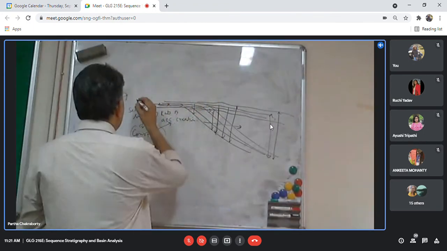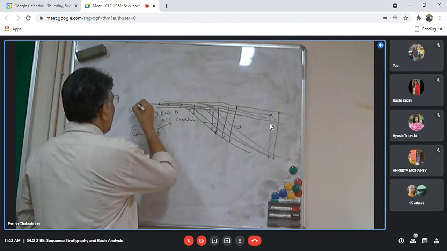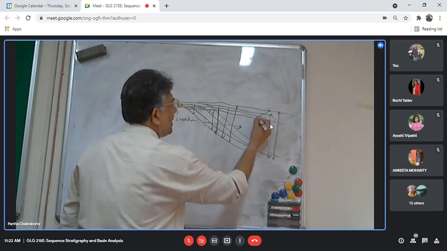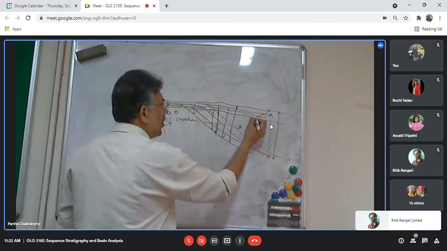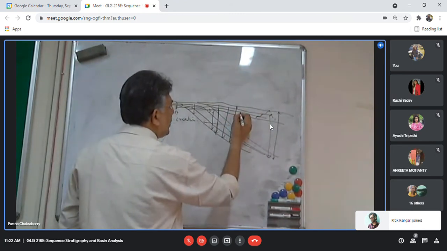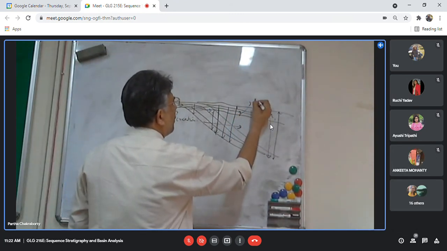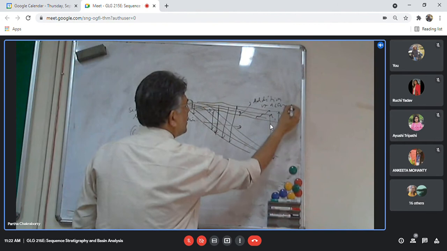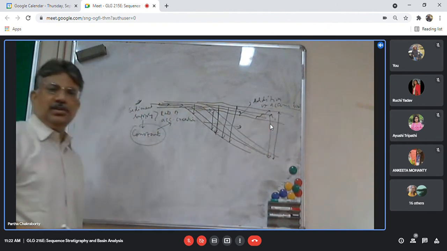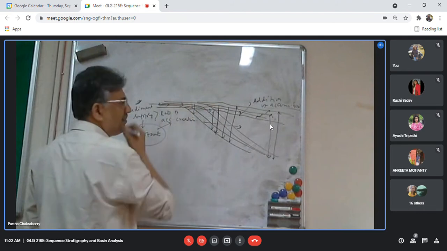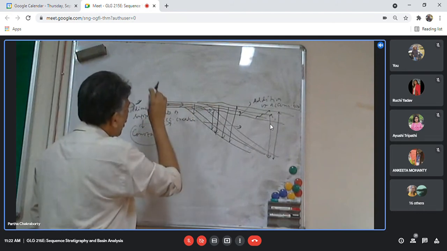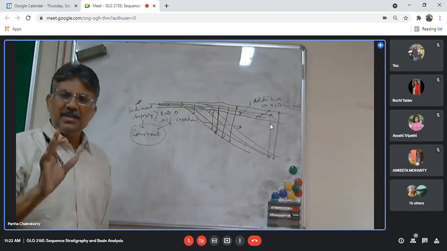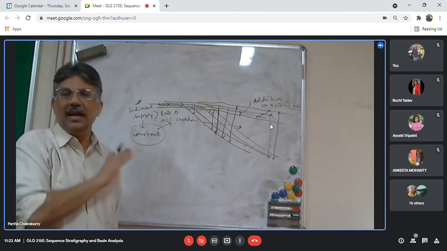On one hand, I am saying that the rate of base level rise is very slow. Base level rise is happening, and the rate is very slow. So the increase in accommodation, or addition of accommodation, is low. Now the sediment supply is constant and it is more than the addition of accommodation.